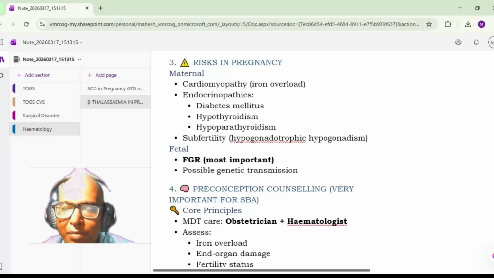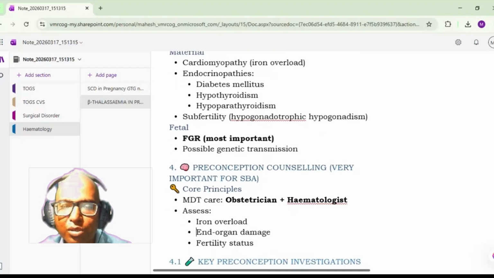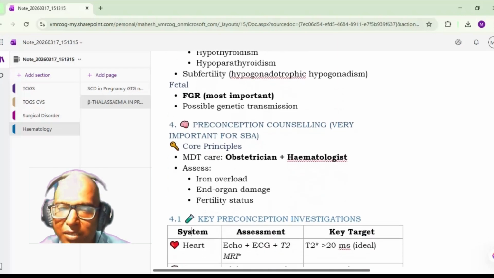Okay, so coming to the preconceptional counseling, this is very important in thalassemia. It is multidisciplinary care. The patient is managed along with the hematologist. So obstetrician plus hematologist will manage the case, and we need to assess, one, iron overload. Second, is there any organ damage? If it is there, what is the extent of organ damage, and what is the fertility status? That is the main thing which is done in preconceptional counseling: presence of iron overload, end organ damage, and the fertility status.